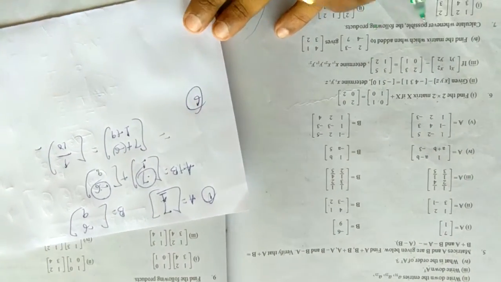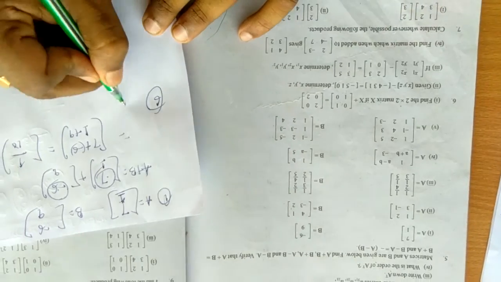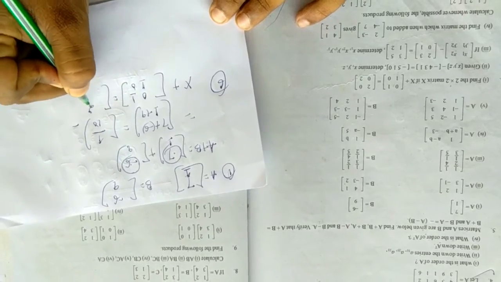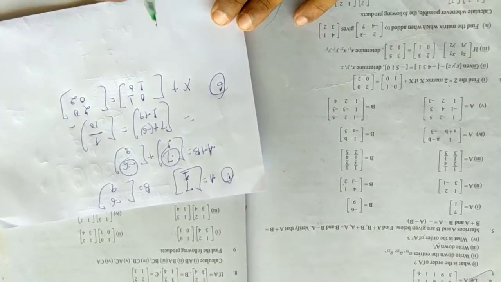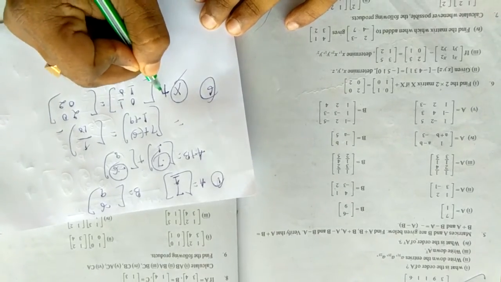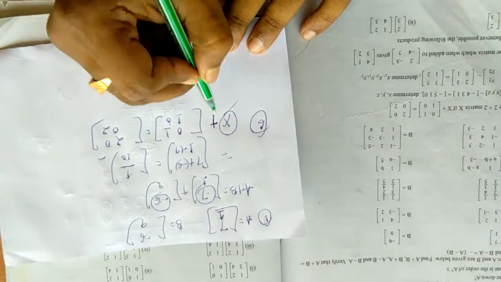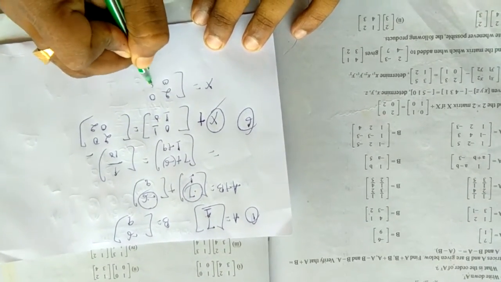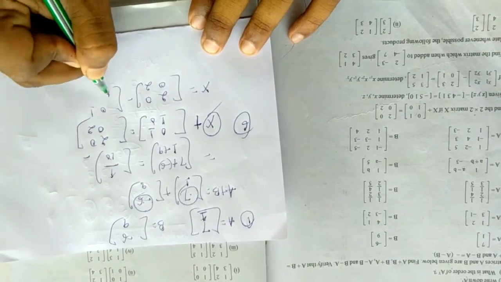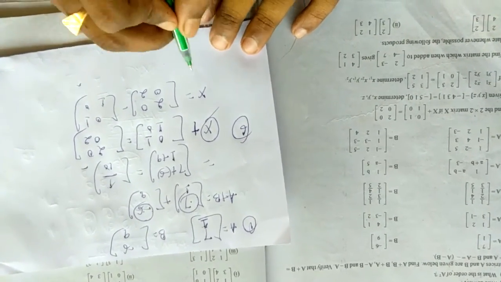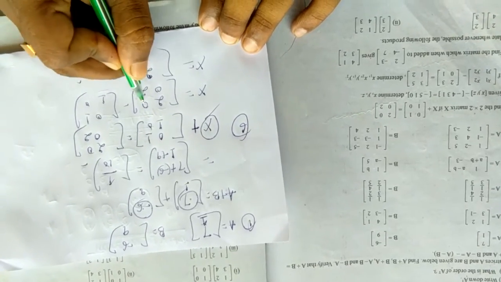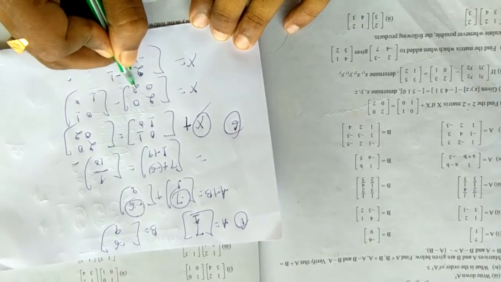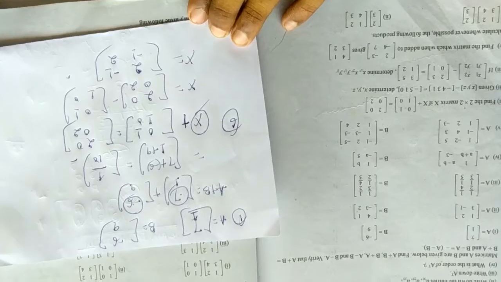Question number 6 will be given: find the 2 by 2 matrix X such that X plus 0 1 1 0 equal to 2 0 0 2. Find the values of X. And X will be, the side will be changed, so that 2 0 0 2 minus 0 1 1 0. Easily you can subtract. 2 minus 0 is 2, 0 minus 1 is -1, 0 minus 1 is -1, 2 minus 0 is 2. Complete.